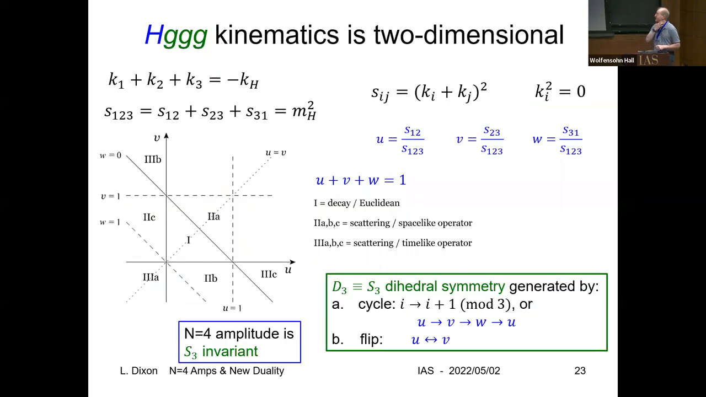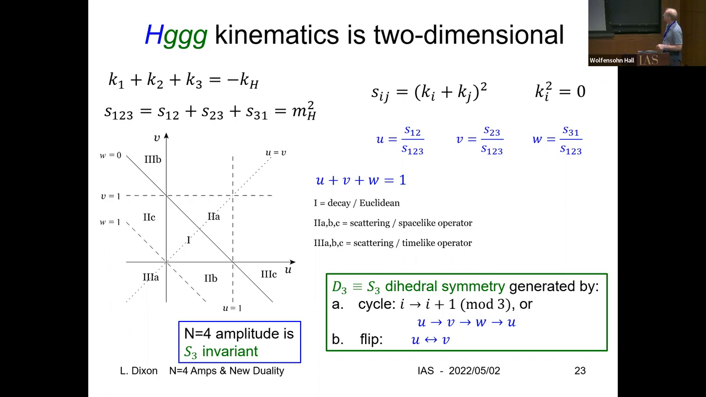So just a brief word about the kinematics of this process. You can consider it in various channels. I mentioned glue glue to Higgs, but we can also have Higgs decay to three gluons, or we can consider the Higgs if it's just representing an operator, we could take it to have space-like momenta. But in all of those channels, it inhabits this two-dimensional plane, which I've labeled by U and V, where U is the ratio of S12 to S123, and V is the ratio of S23 to S123.